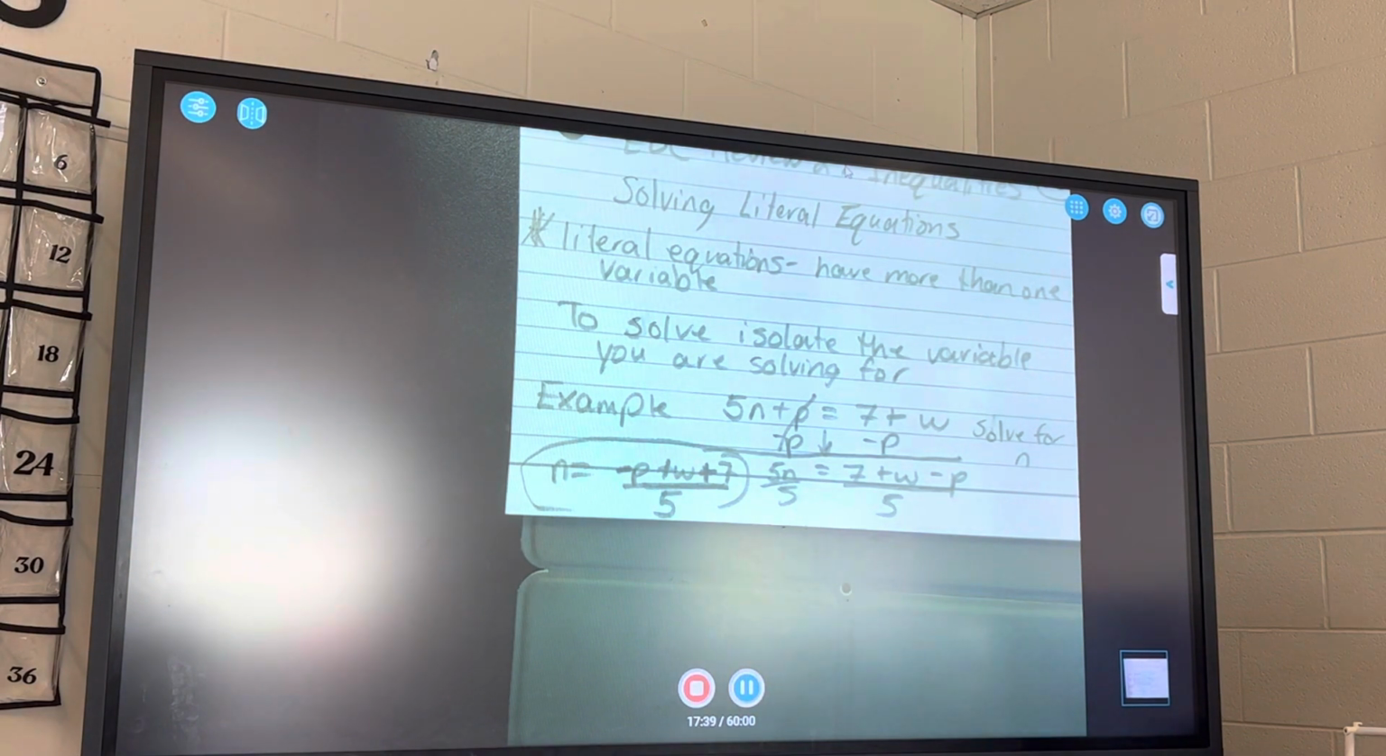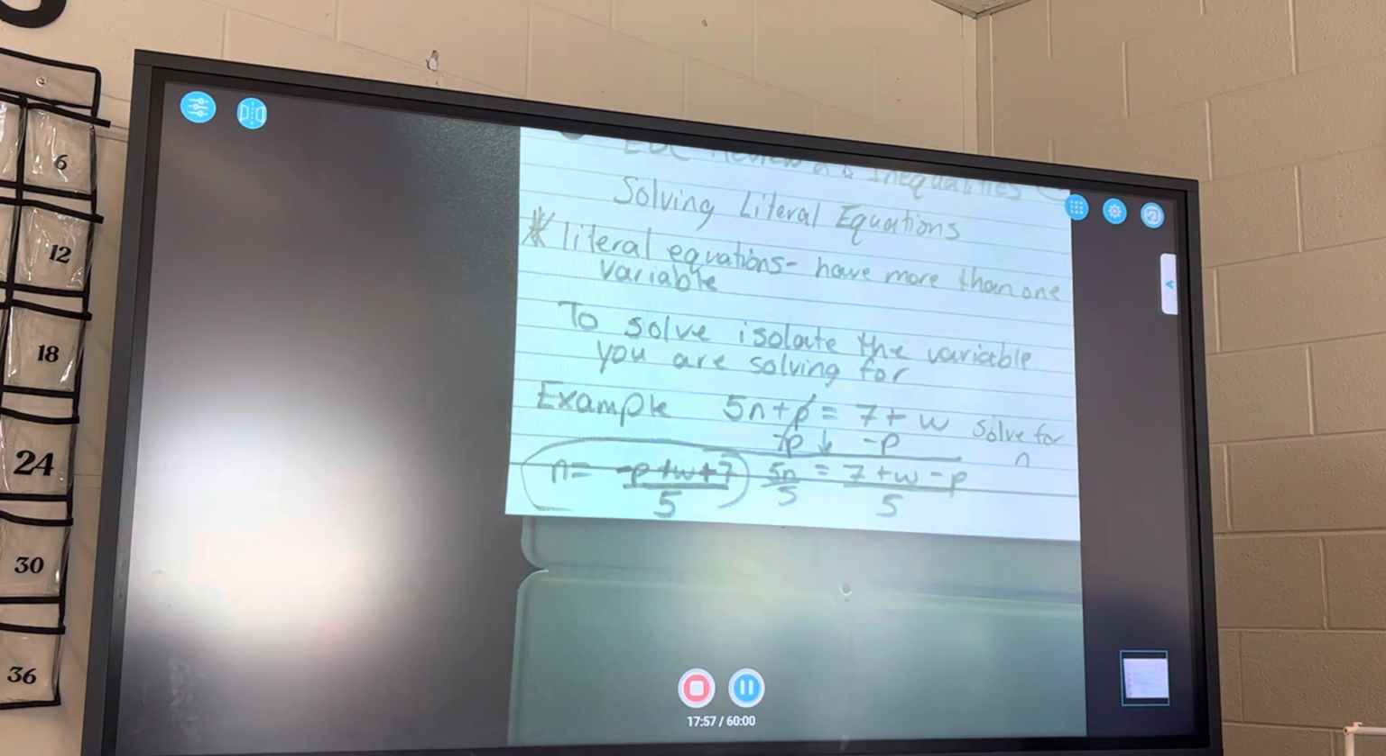You could see it in a different order. Just make sure that the sign is in front of it. Okay? Any questions about that? Y'all okay? Literal equations.